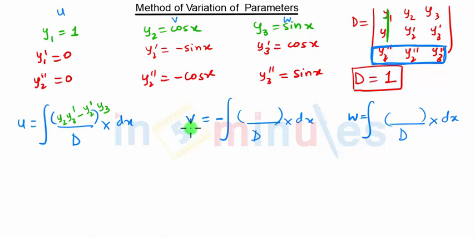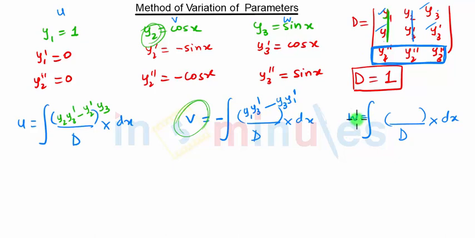Similarly, we need to find v. v goes with y2, so we will ignore the column of y2. So we will ignore this column and we get these 4 terms. So we cross multiply this, we get y1 into y3 dash, these 2 terms, minus y3 into y1 dash.